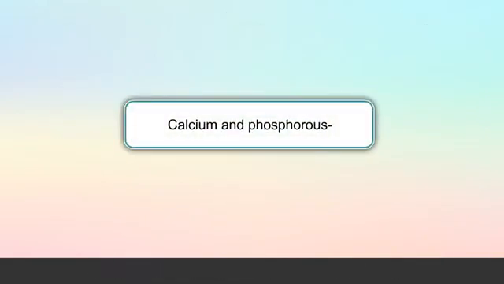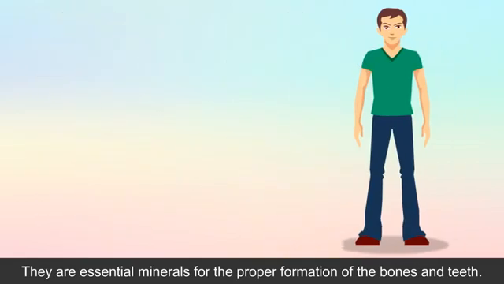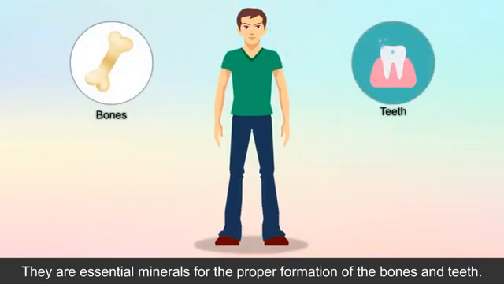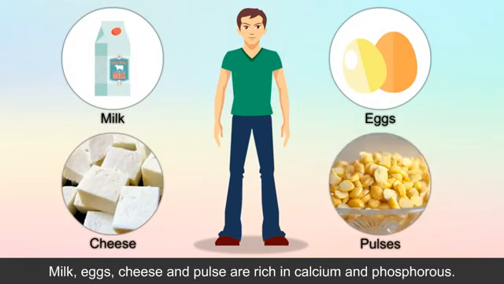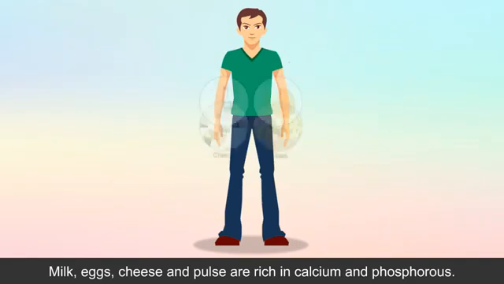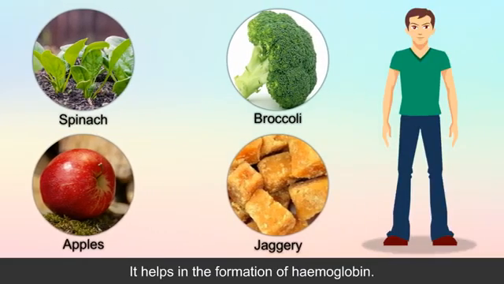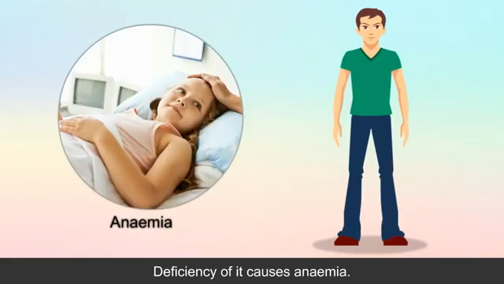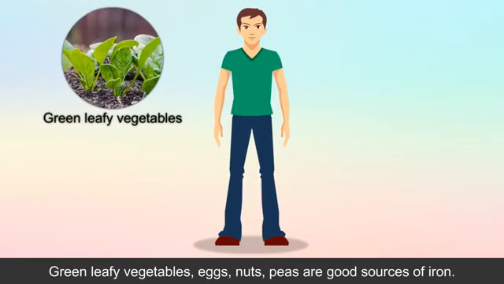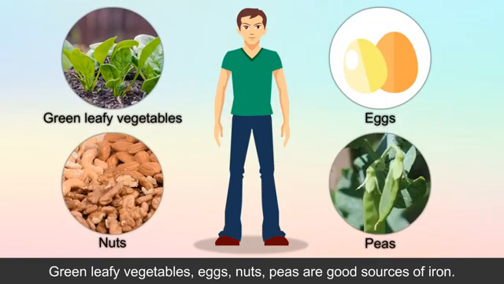Calcium and phosphorus. They are essential minerals for the proper formation of bones and teeth. Milk, eggs, cheese, and pulse are rich in calcium and phosphorus. Iron. It helps in formation of hemoglobin. Deficiency of it causes anemia.